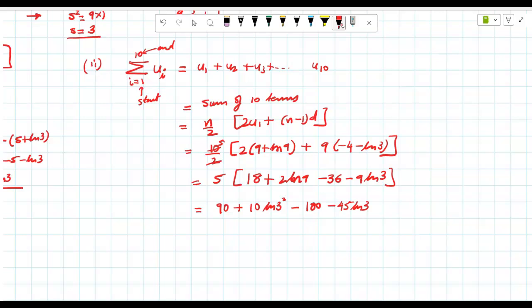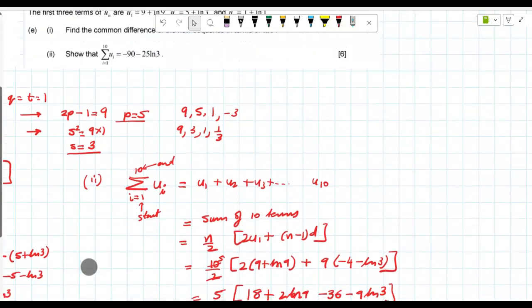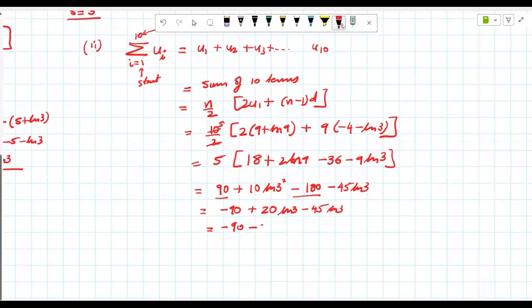But why would you not do ln 3 plus ln 3? It just makes it harder. Is that wrong? So this is ln 3 plus ln 3. Yeah, I meant that. ln 3 plus ln 3, same thing. So minus 90. You're adding this, plus 20 ln 3, minus 45 ln 3. Correct? So then what is that? That's negative 90, minus 25 ln 3, as required.